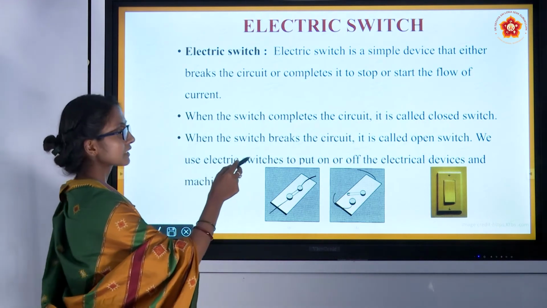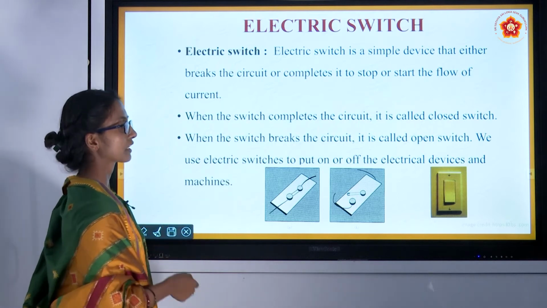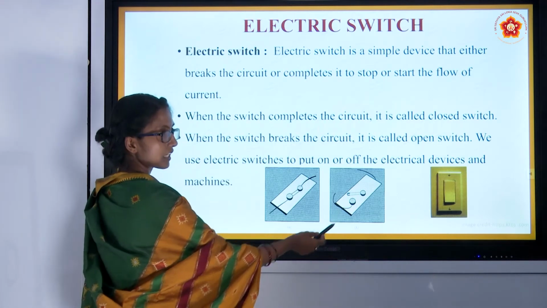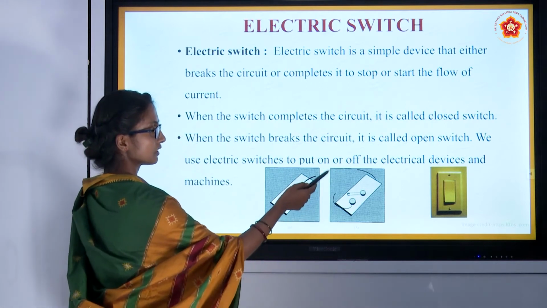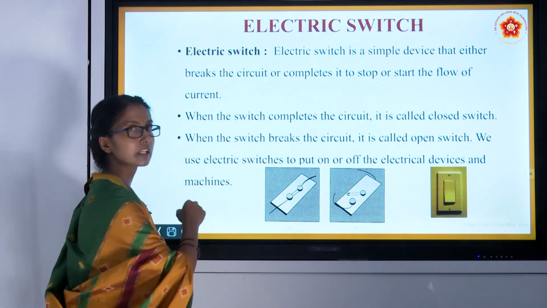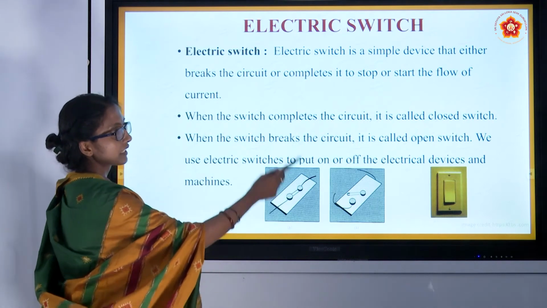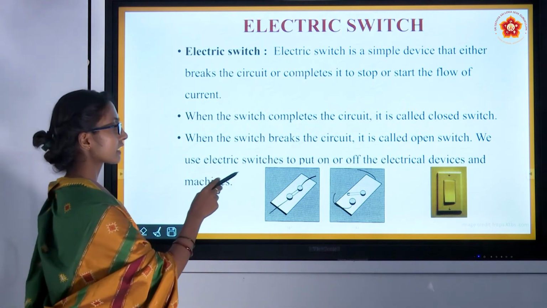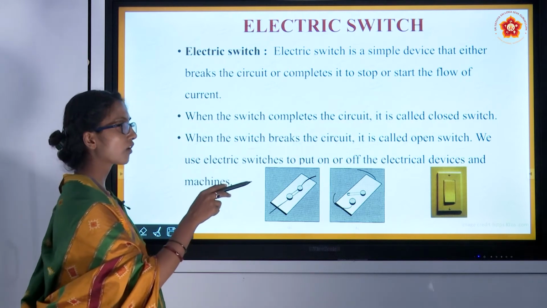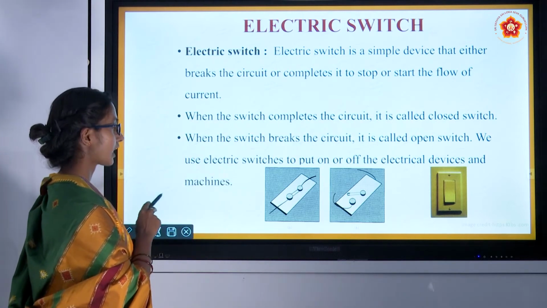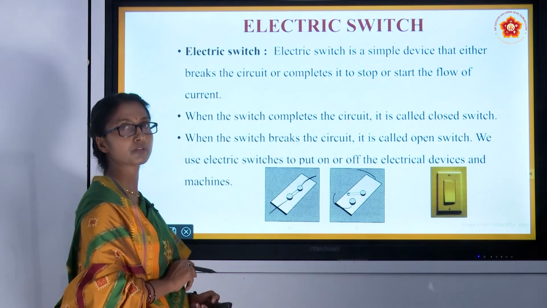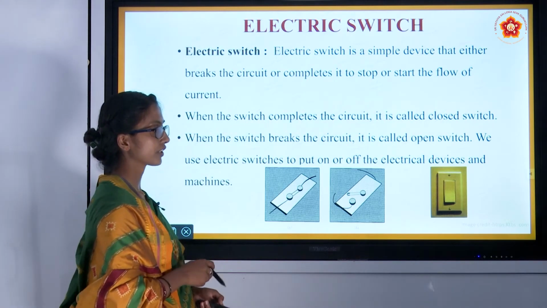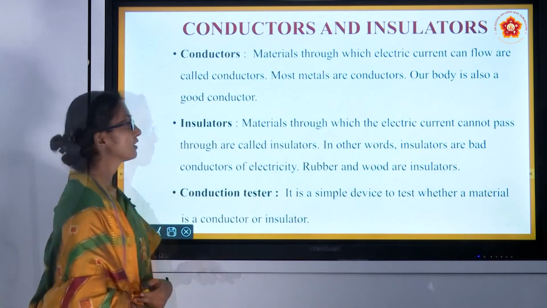When the switch breaks the circuit, it is called an open circuit. If the switch breaks the circuit, it is called an open switch. If the switch completes the circuit or closes, then it is a closed switch. We use electric switches to put on or off electrical devices and machines. Whatever devices or machines are in your home, you will use switches to put them on or off.